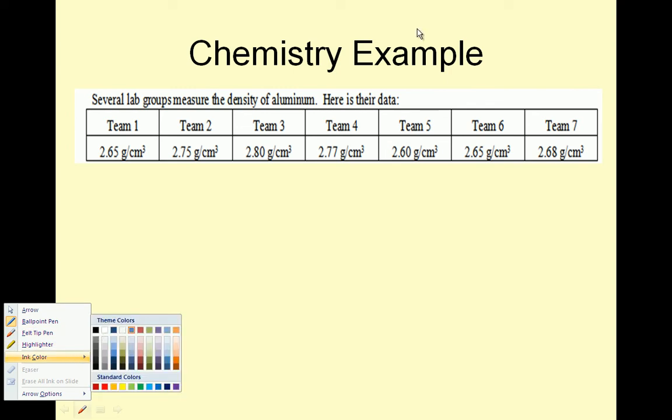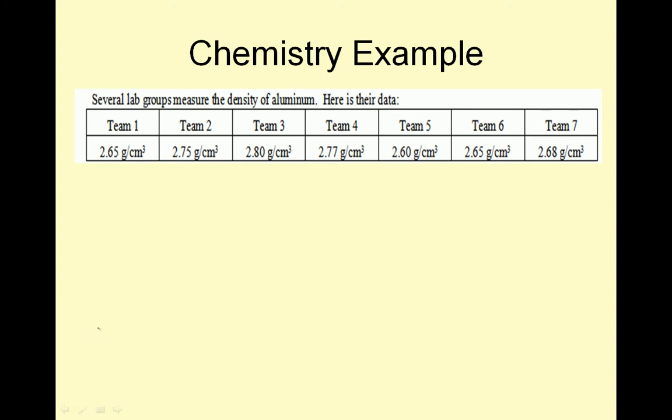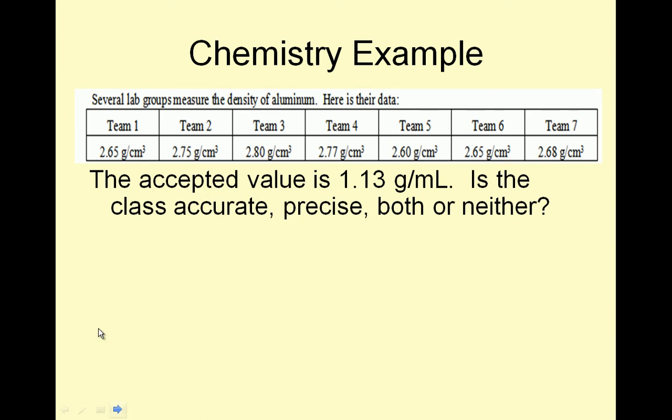Okay. Several lab groups measure the density of aluminum. Here is their data. Team 1, team 2, and so on. The accepted value is 1.13 grams per milliliter. That's not very good at all. Is the class accurate, precise, both, or neither? So is this close to 1.13? No. If it was accurate, these two would be the same. This would be the only variation. It could still be accurate, and the last digit would have some variation.